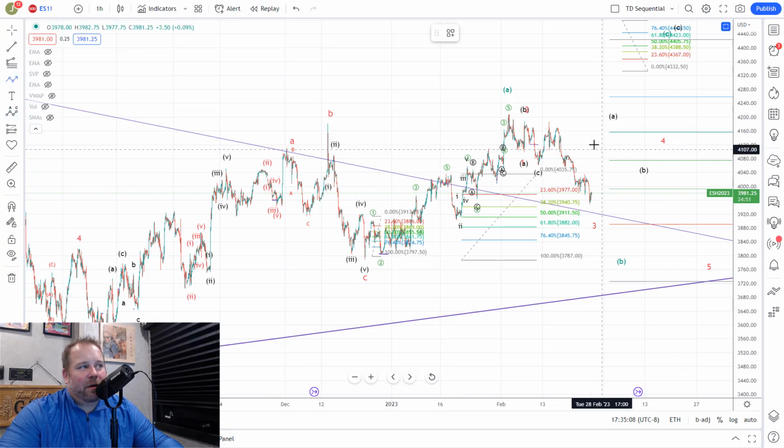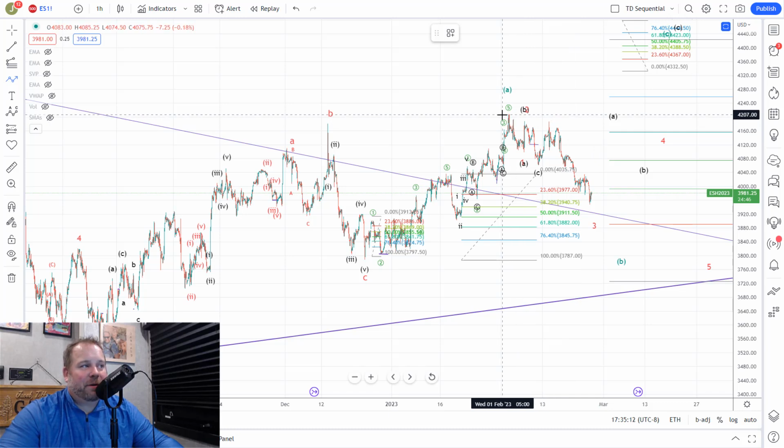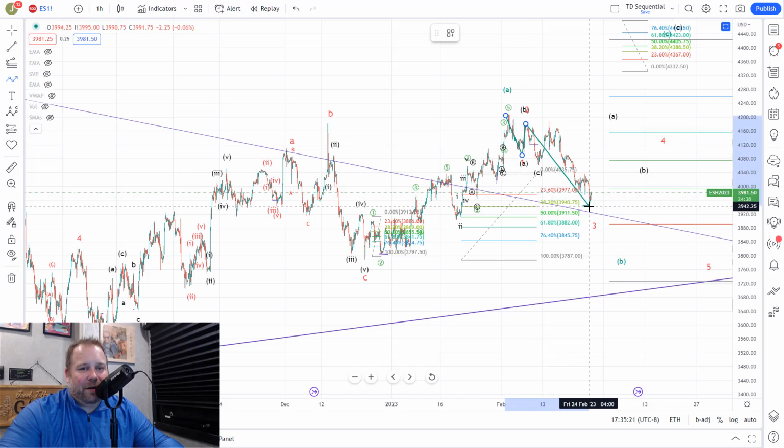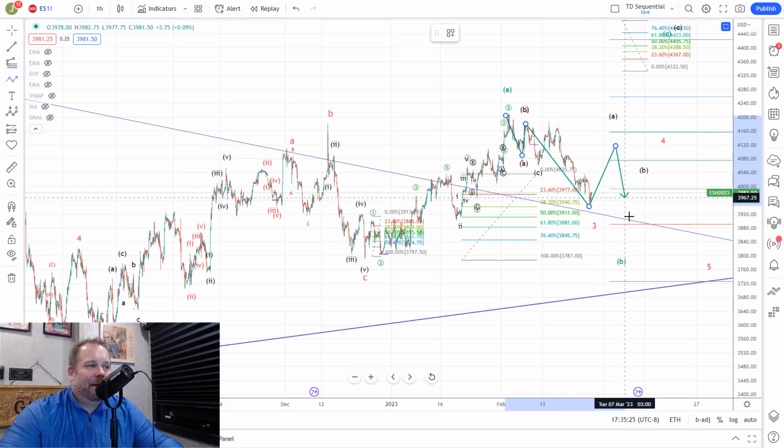So our primary count right now, and it's not by a lot, and it's not something I'm super confident in, but it is our primary for now, is that we have wave 1 down, wave 2 up in a diagonal. Remember, there's all of this overlap in 3-wave structures. Then we're in wave 3 down. We would look for wave 4 up toward the 4,100 plus area. Then wave 5 down towards 3,900 to 3,880 to complete the initial move off of the top.